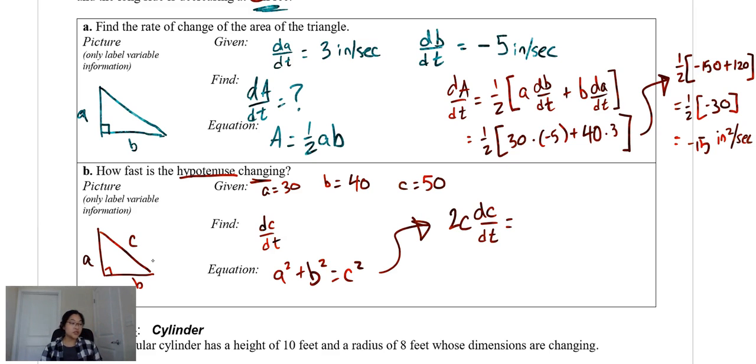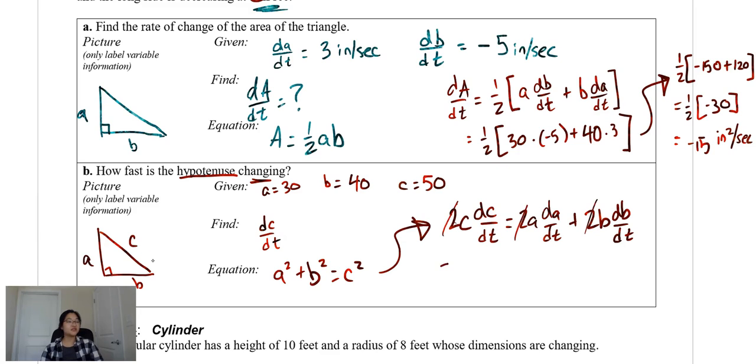And this equals, power rule on A is 2A, chain rule dA/dt, because the side length is changing, plus 2B dB/dt. So how fast is the hypotenuse changing? Well, actually, all these 2's can cancel out, right? Because we just divide everywhere by 2.